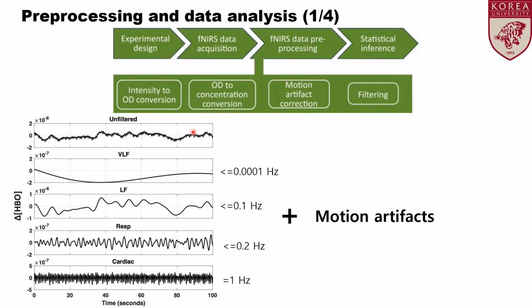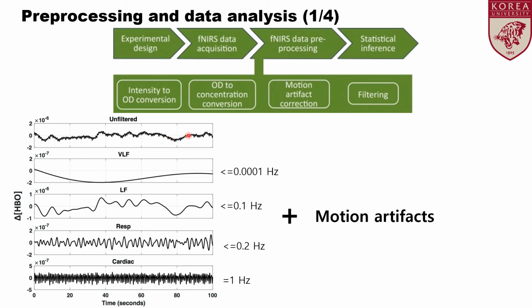Here we can see the different steps from experimental design to statistical data analysis. We already talked about experimentation and data acquisition. Now we will talk about pre-processing of the acquired data. In pre-processing, we have mainly four steps.